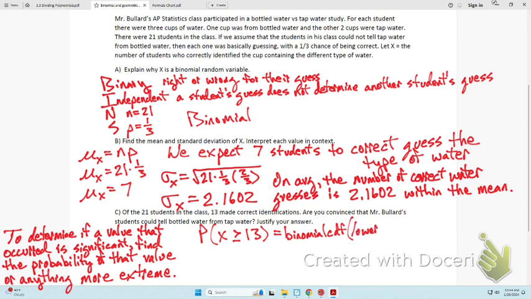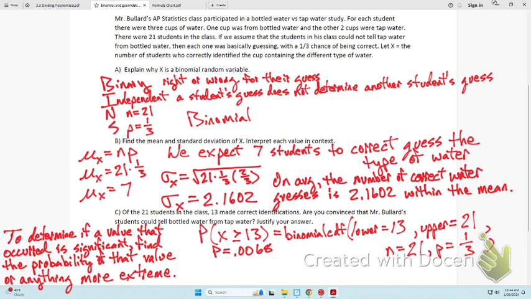And we need to type some things into the questions it asks. We're starting at 13. It does have an upper bound of 21. And we're talking about 21 students and a 1/3 probability. When you do that, you get a very small probability of 0.0068.